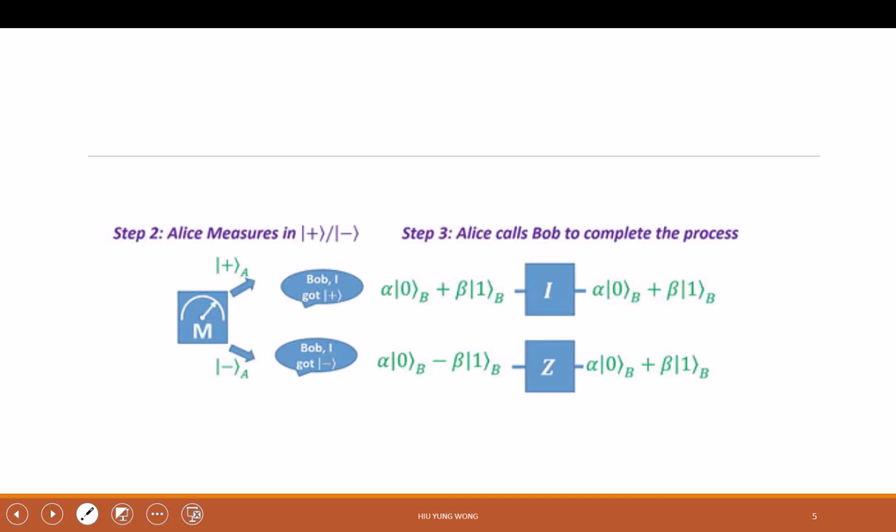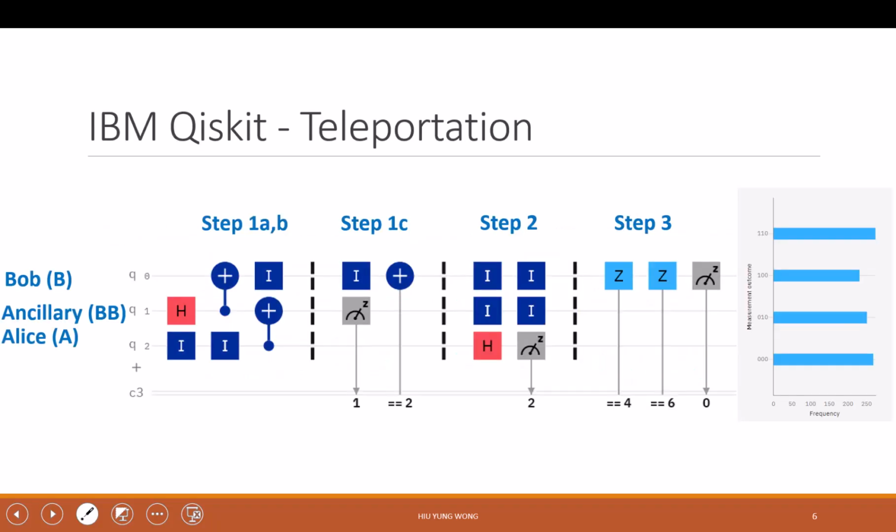Okay? Now we can look at a Qiskit implementation of this teleportation. This is just good for instructional purposes. Let's first, this is step A and B. Again, we have 0, 1, 2. The top one, I call it Bob. Middle is BB. The bottom one is A.